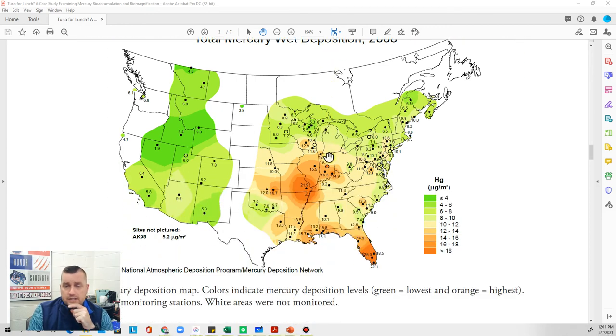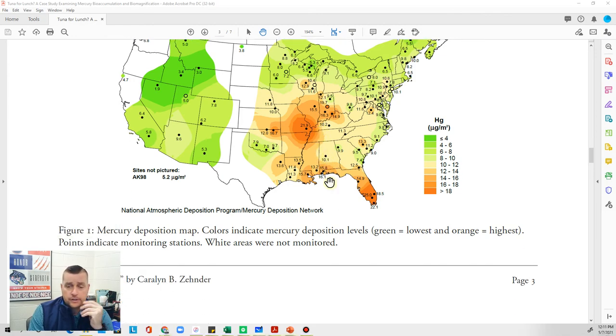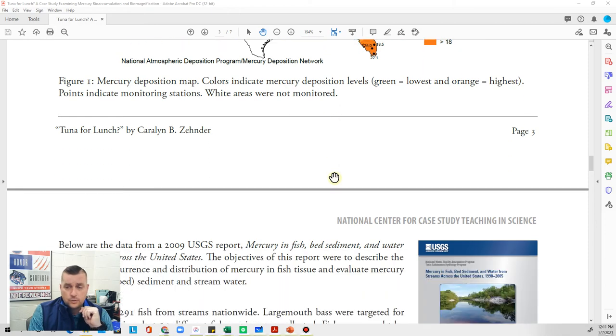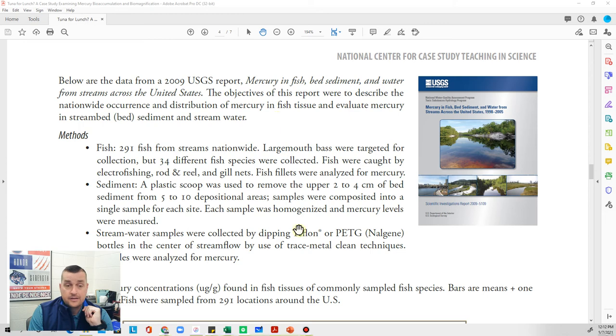Okay, so we can see that there are certain levels of mercury that we can find in waterways. All right, so this is the wet deposition of mercury throughout different portions of the US. So after you get to the top of page 4, this right here is the details of what I went over a little while ago in the presentation, talking about the methods by which the USGS was actually testing mercury levels. So they tested it in fish, they tested it in the soil, they tested it in the water.